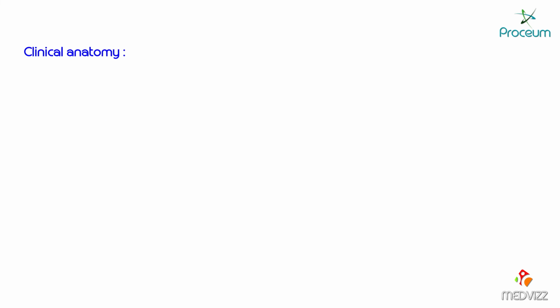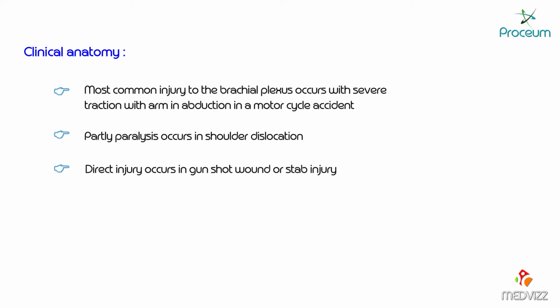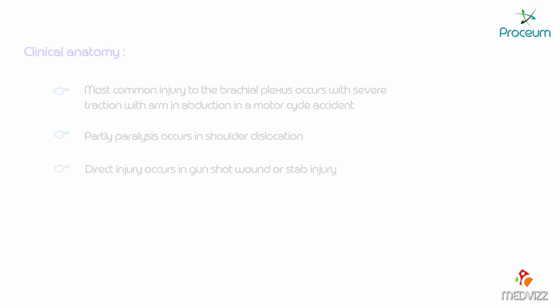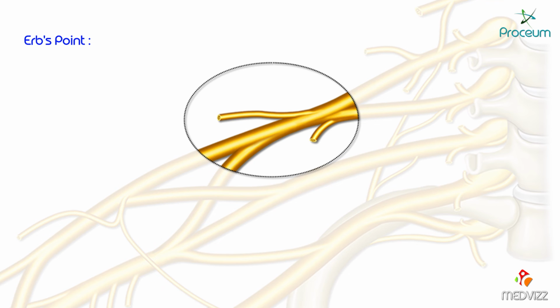Clinical anatomy of the brachial plexus. The most common injury to the brachial plexus occurs with severe traction with the arm in abduction, as in a motorcycle accident. Partial paralysis occurs in shoulder dislocation, and direct injury is also a major cause of brachial plexus injury, and rarely gunshot or stab wounds may cause damage to the brachial plexus. And first, let us talk about what is Erb's point.